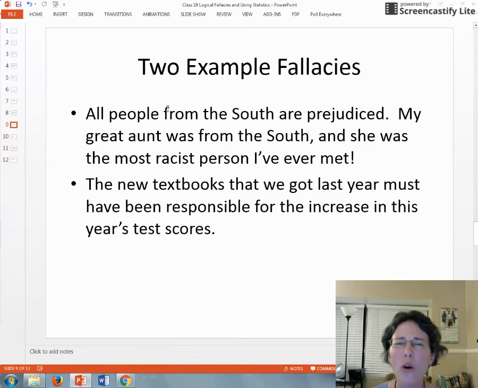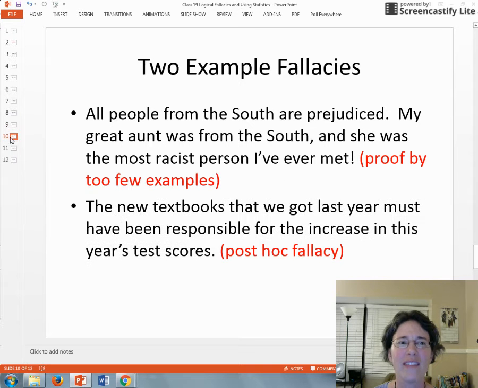The first one, all people from the South are prejudiced. My great aunt was from the South, and she was the most racist person I've ever met. Now, an important thing here, and this is, by the way, proof by too few examples, this doesn't mean that you can't talk about problems of prejudice in the South. It's a real issue, it's a real problem, but you can't say all people. As soon as you say all, if you can think of one person who isn't racist from the South, your credibility is gone. So instead, you can talk about how it is still a prevalent problem in the institutions and common attitudes. Just don't say all.